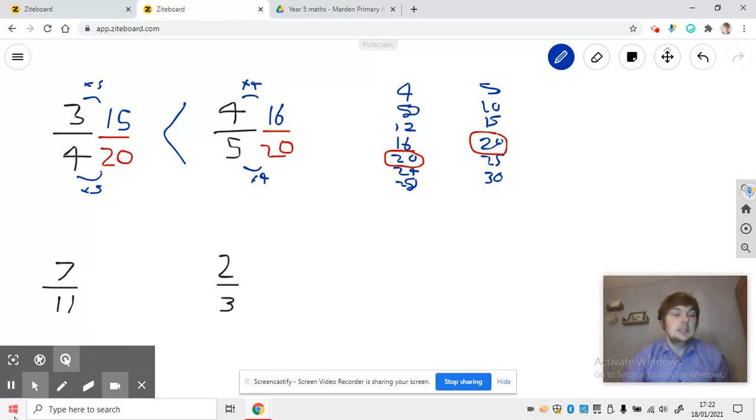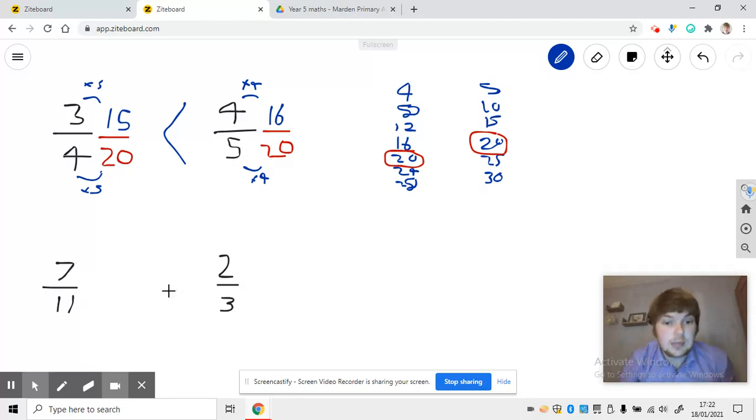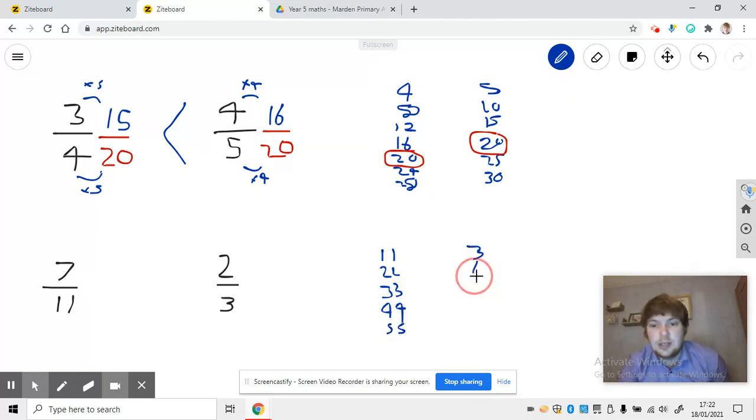Okay? So now we've got to compare 7/11 and 2/3. So let's do what we did as a first step here. Let's list our common multiples. So let's go with the multiples of 11 first. So 11, 22, 33, 44, 55. And then let's go with our multiples of 3. So 3, 6, 9, 12, 15, 18.